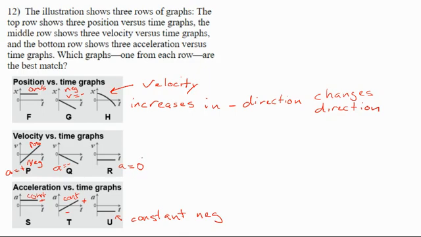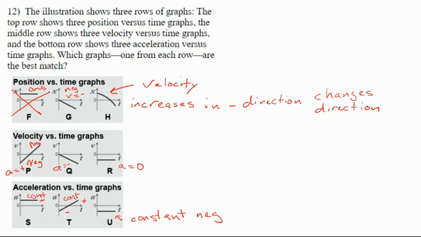Well, F is a constant position which corresponds with the 0 velocity. I don't have a 0 velocity anywhere. So F is ruled out. So this one doesn't really do me any good, right? So you got to compare this to this, and we're going to try to find 3 that match up, okay?